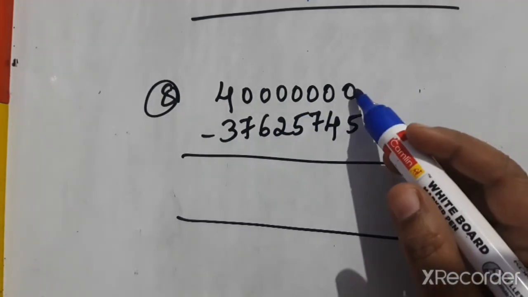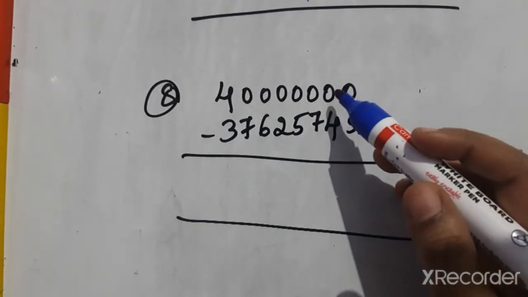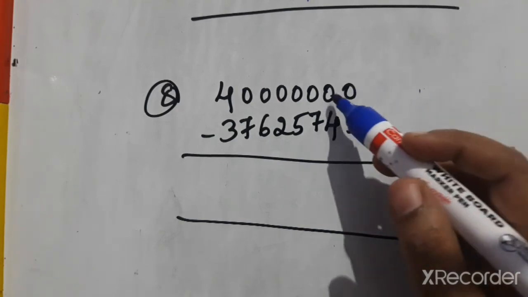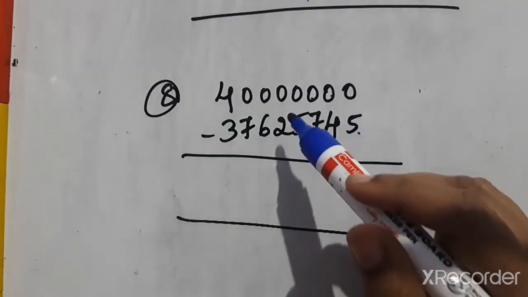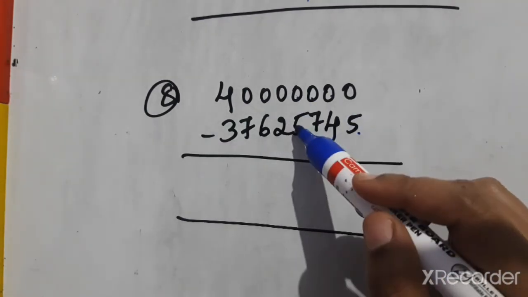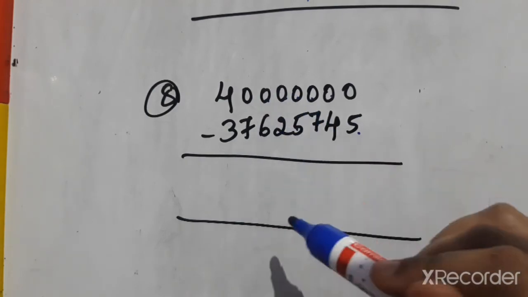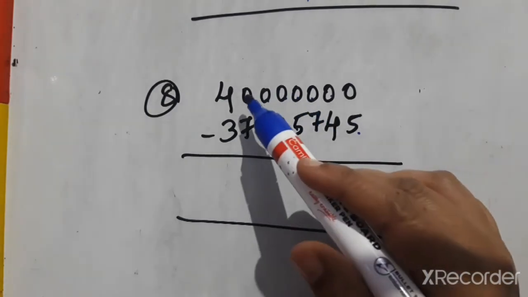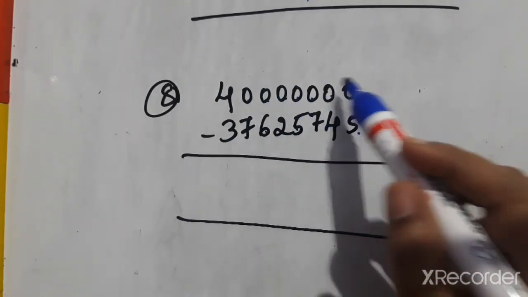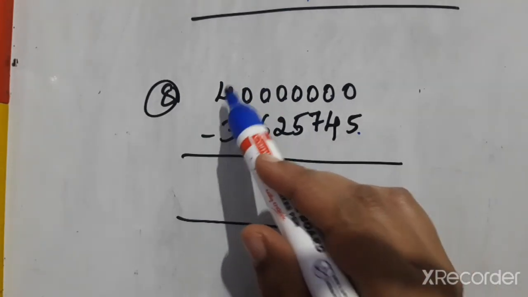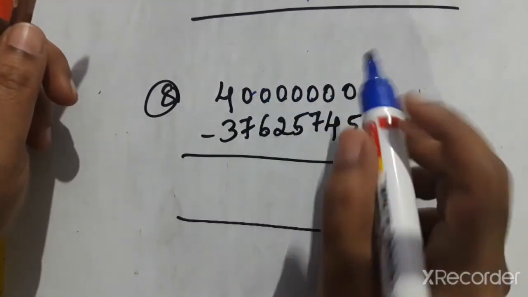Now the last question, the 8th one. 400,000,37625745. So we have 0 rupees, no money. We want to spend 5 rupees here. In another shop, here also 0 money. This side you want to spend 4. Here also 0 rupees. You want to spend 7 rupees. And here also 0. You want to spend 5 rupees. Here 0, you want to spend 2 rupees. Here also 0 rupees. You want to spend 6 rupees. Here also 0 rupees, but he wants to spend 7 rupees. What will these people do?